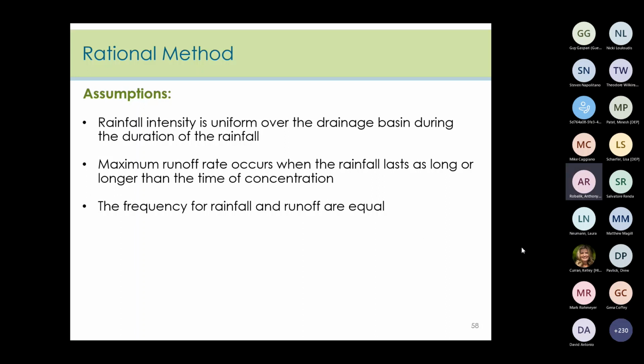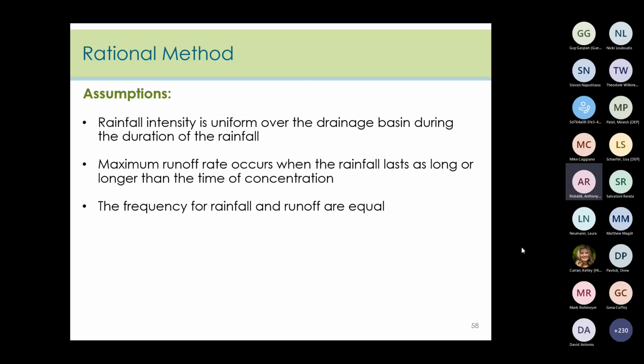So again, the rational method has been around a long time, since 1889. It's a simplified method, and how it should be used is based on certain assumptions. One assumption is that the rainfall intensity is the same everywhere in a drainage area for the duration of that particular rainfall event. Almost everything is assumed to be uniform, such as ground cover, soil type, and slope. You should always check that this assumption is valid. This is something often oversimplified.